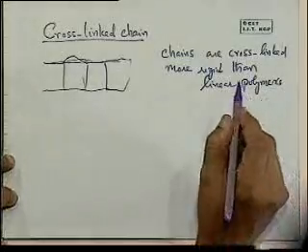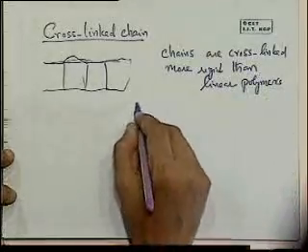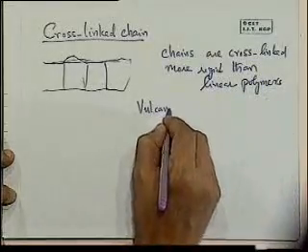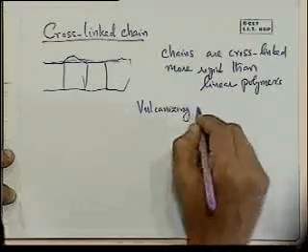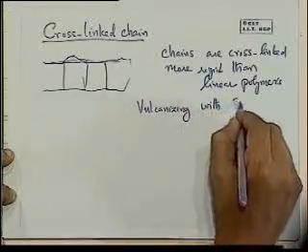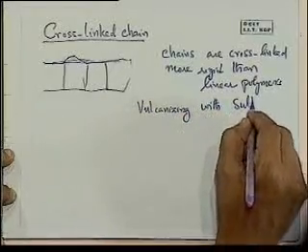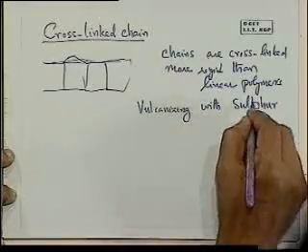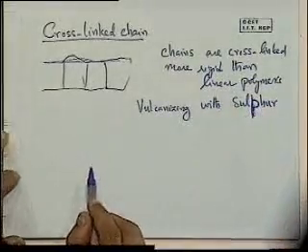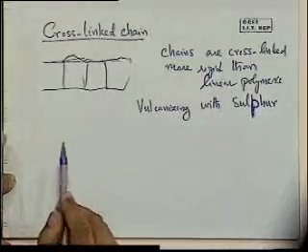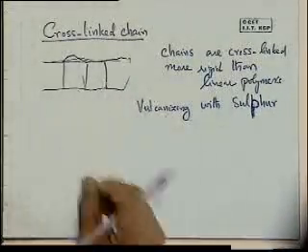Than the linear polymers. An example of this is, say, vulcanizing with sulfur. When you take rubber and you vulcanize it with sulfur, you produce cross-links that are used to form a more rigid structure.